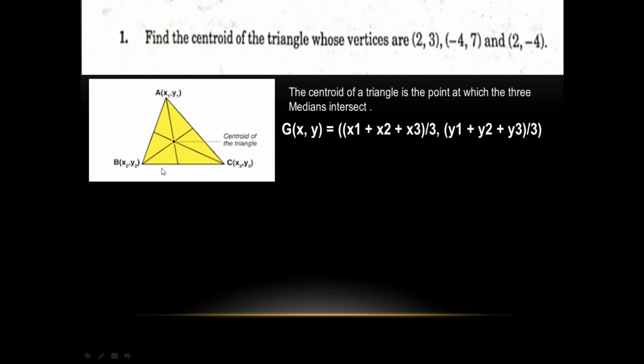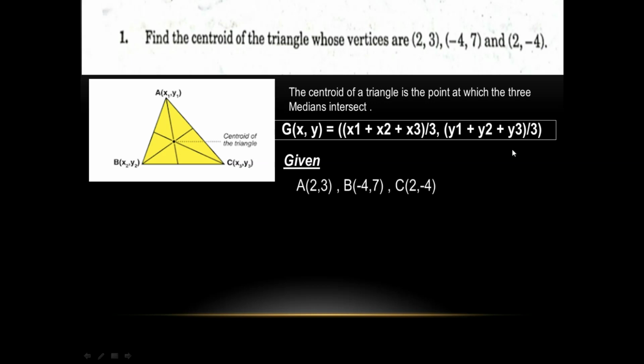The formula of centroid of a triangle is G(x, y) equal to ((x1 + x2 + x3)/3, (y1 + y2 + y3)/3). So they have given the coordinates of triangle having vertices A(2, 3), B(-4, 7), C(2, -4).